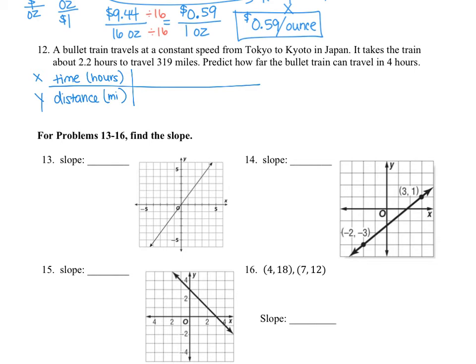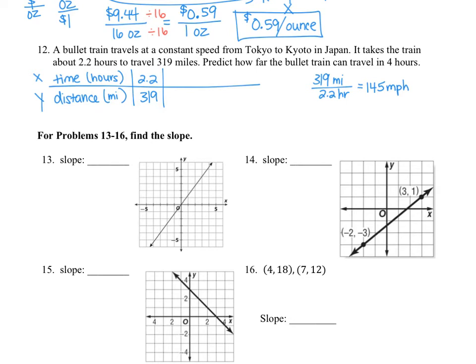I know that after 2.2 hours, the train can travel 319 miles. So I can use this to find the constant of proportionality k. I can figure out how fast this train is going by taking miles divided by hours. You've probably figured out a miles per hour calculation many times. So 319 miles divided by 2.2 hours gives us the unit rate, or the k, how fast the train is going per 1 hour. Just do 319 divided by 2.2 on your calculator, and you should get 145. So 145 miles per hour is how fast this bullet train travels.